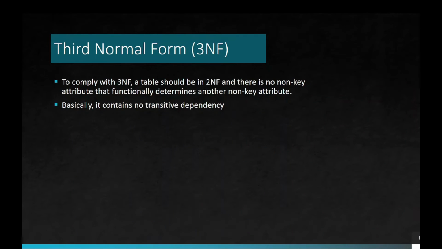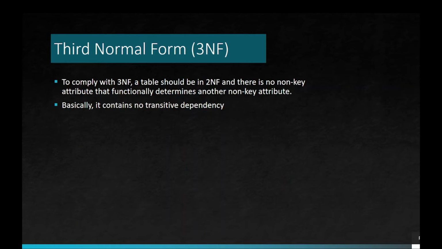In this lesson, we're going to be taking a look at third normal form. Again, guys, normalizing your data is transitory. So in order to get to third normal form, first we have to go to first normal form, second normal form, and then third normal form. To comply with third normal form, a table should be in second normal form, and there is no non-key attribute that functionally determines another non-key attribute.